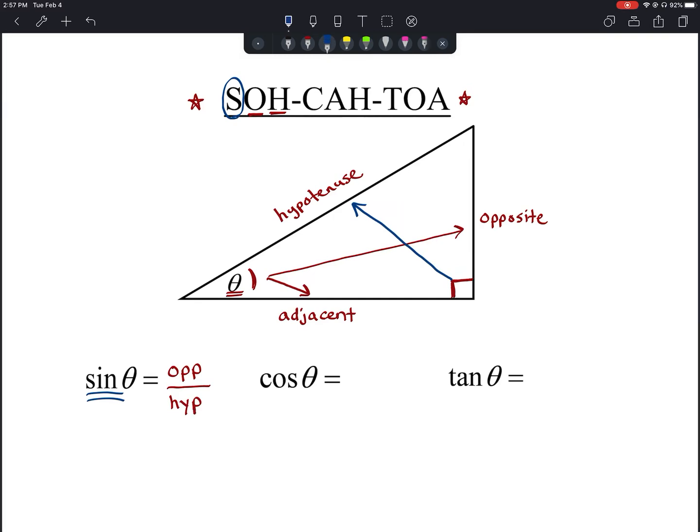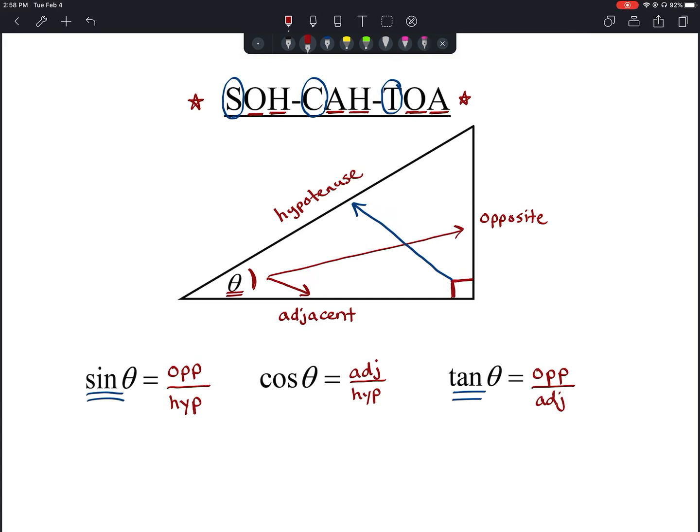Our cosine, this is the part of the CAH there, our cosine is always going to equal the ratio of the adjacent side over the hypotenuse. So we have the adjacent side over our hypotenuse. And then last but not least, our T here is for our tangent. And our tangent is always going to equal the ratio of the opposite side over the adjacent side. So hopefully you remember that from the past. If not, hopefully that is going to help you.